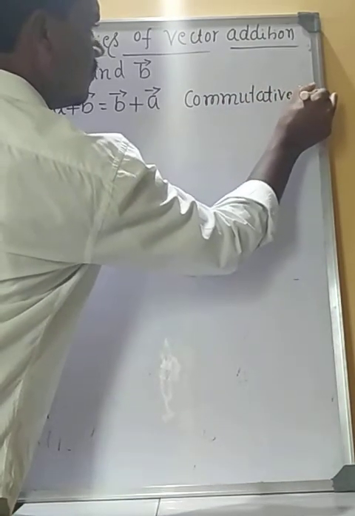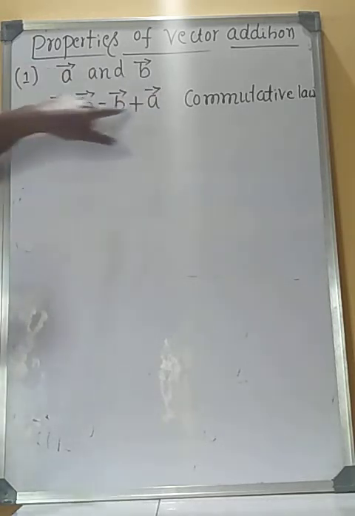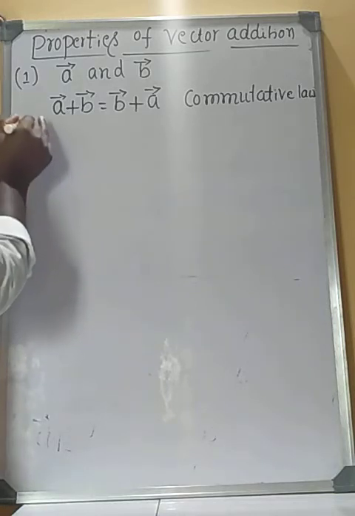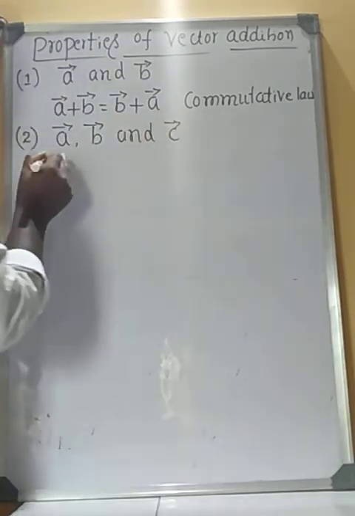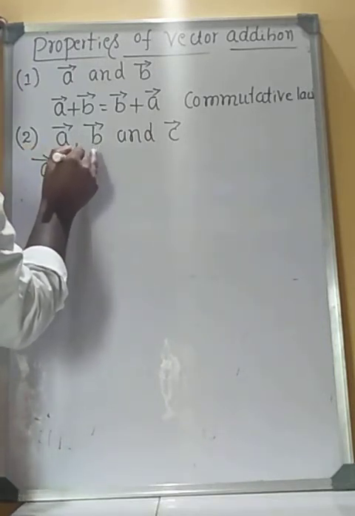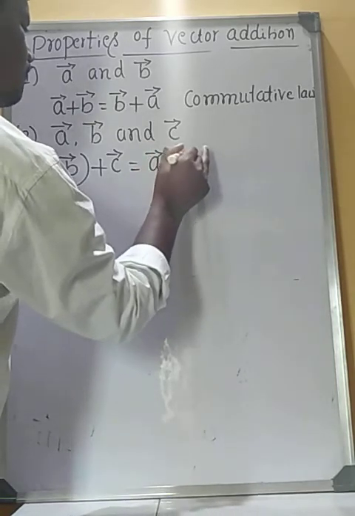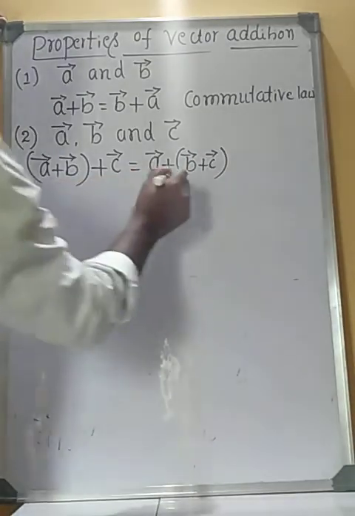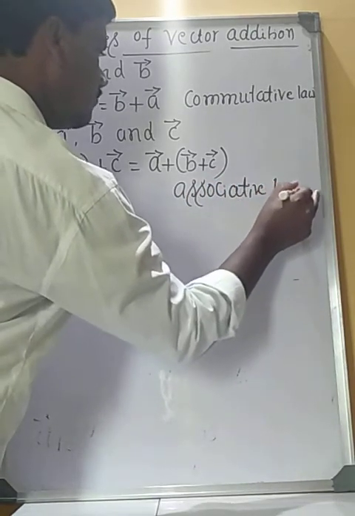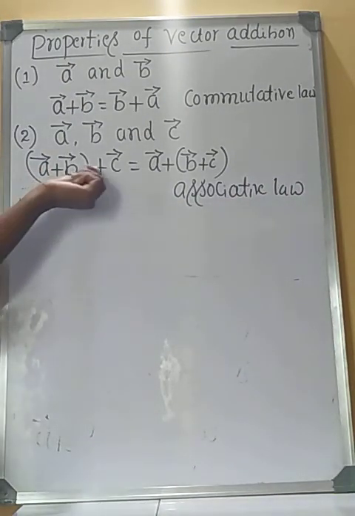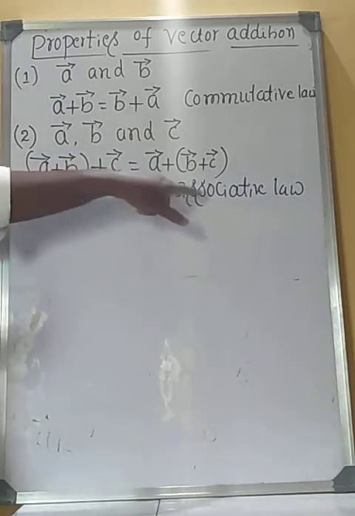Next, for vectors A, B and C, vector A plus vector B plus vector C equals vector A plus the sum of vector B plus vector C. This is the associative law.